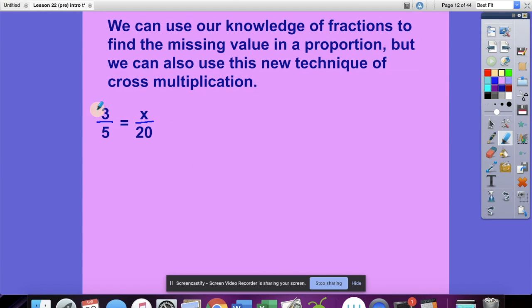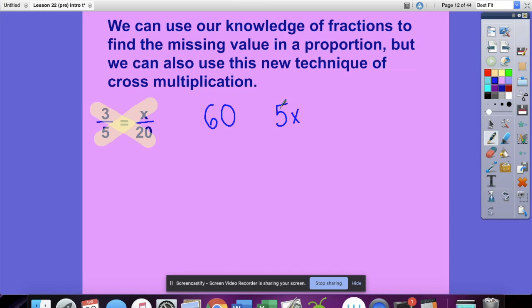So if I find my first cross product, I know that 3 times 20 gives me 60. So I'm just going to write 60 down here. And now if I find my other cross product, in this case, I'd have to multiply 5 by x. I don't know what the value of x is right now, so I'm just going to write it down just like that. My cross product is 5 times x, or in other words, 5x.